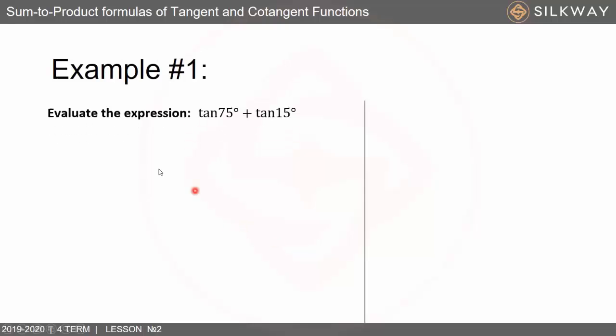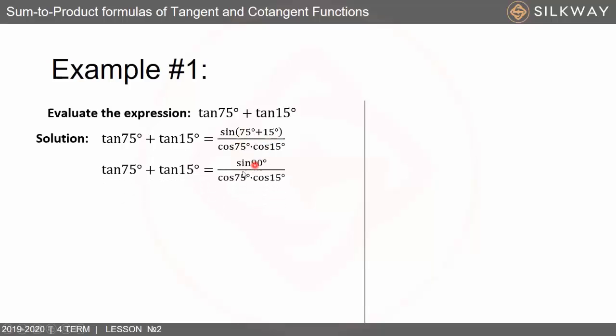We must evaluate the expression tangent 75 degrees plus tangent 15 degrees. If we use our formula for tangent alpha plus tangent beta, instead of alpha we have 75 degrees, instead of beta we have 15 degrees, and adding alpha plus beta we will have sine 90 degrees. And then recall number one.